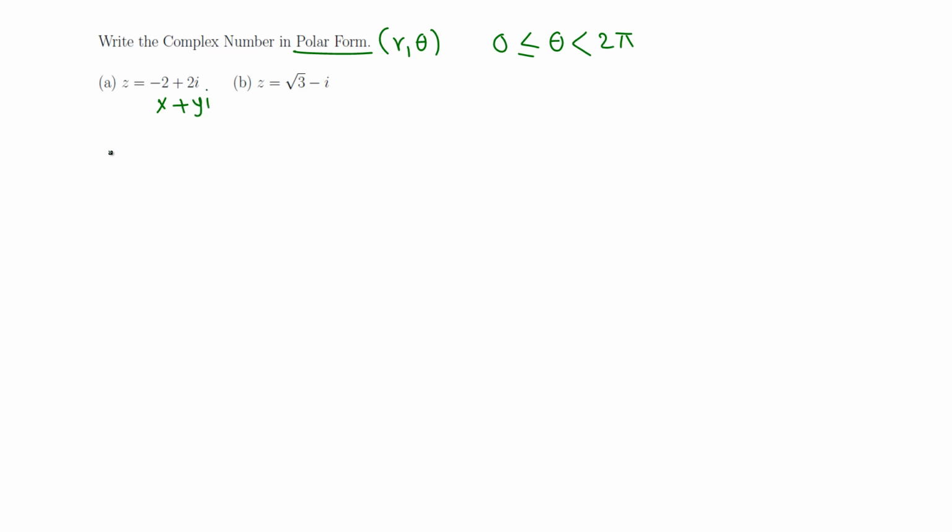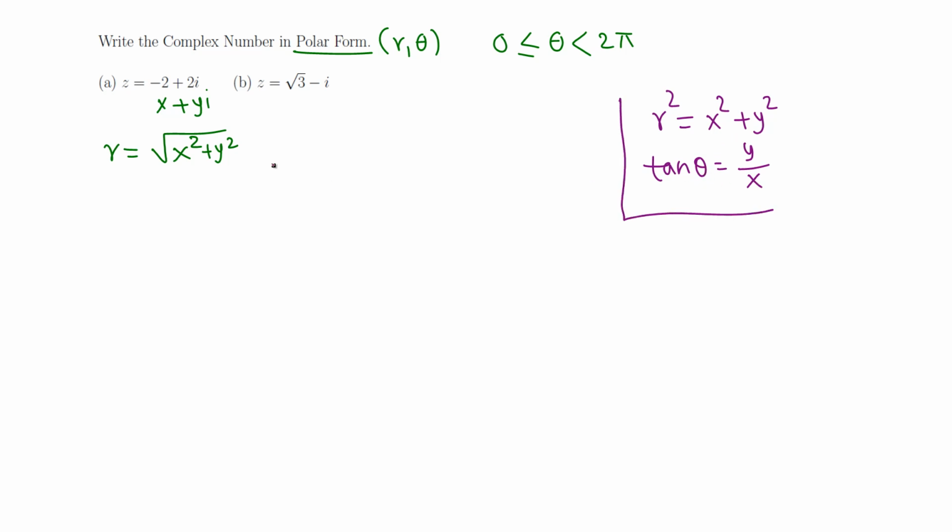Now we need to find r, and we know r is given by the square root of x squared plus y squared. Remember, when we convert x, y in terms of r theta, the formulas are r squared equals x squared plus y squared. That means r is just the square root of x squared plus y squared, and tangent theta is just y over x, and based on x and y we find the actual angle theta.